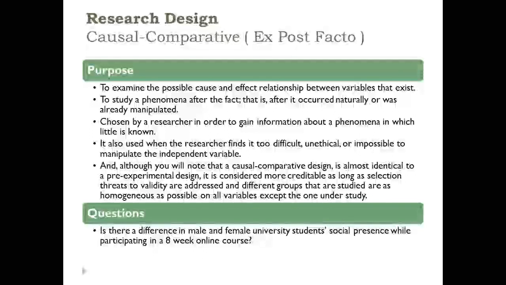Another example would be an intervention that is naturally occurring within a school system and it's not occurring in another school system. You want to study something that's already been implemented. Oftentimes, causal comparative studies are used in educational research because it's too difficult, too unethical, or impossible to manipulate the independent variable. So, for example, it's unethical for me to tell one group of individuals, let's say one group of students, to smoke and another group not to smoke.